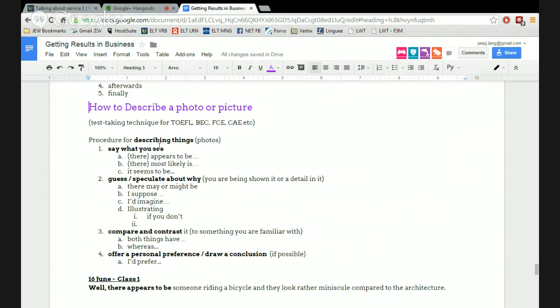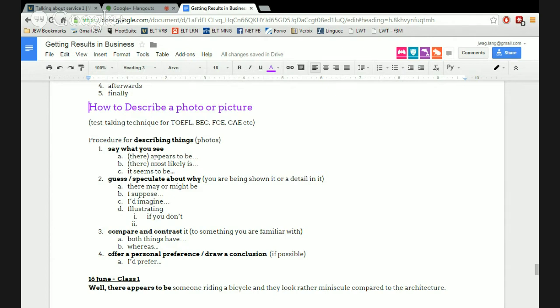Okay, so Pedro, I want you to read step number 1 for us on the screen. Say what you see. Okay. There appears to be. Good. There most likely is. Good. It is to be. So you use those connectors. Connectors are words or phrases that link your ideas together. You use those connectors to say what you see.